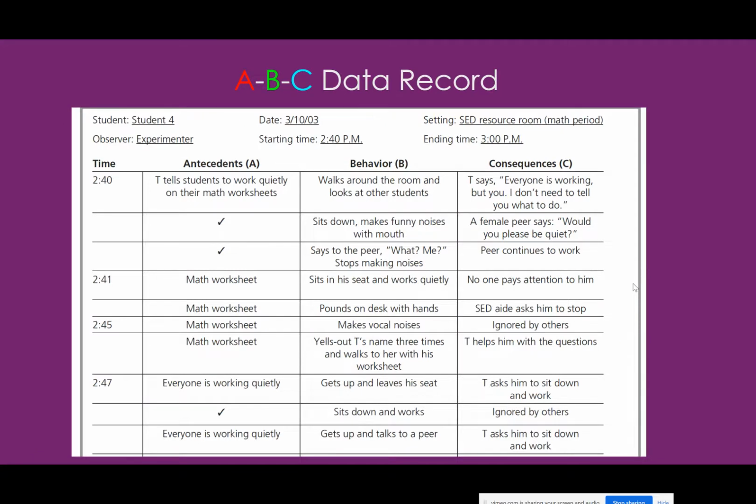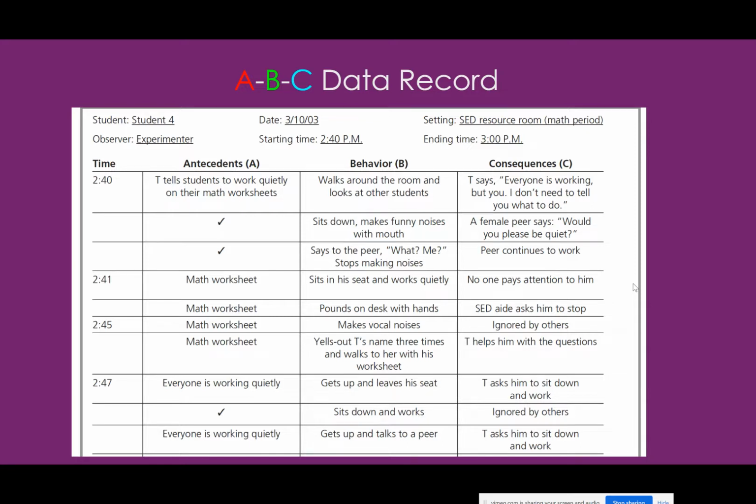Here's a full ABC data record, because when we are recording ABC data, we're not just looking at one isolated incident or one isolated behavior. If it is just one behavior, that's great. We've got one behavior we have to focus on. We can focus all of our energy on that, and hopefully we can intervene. We can create an intervention.